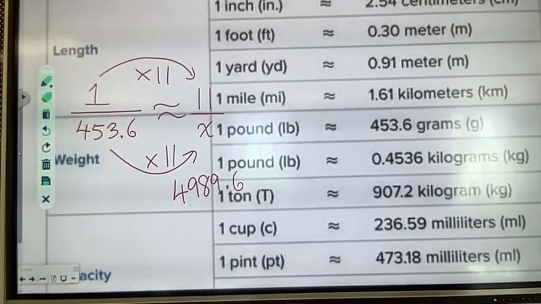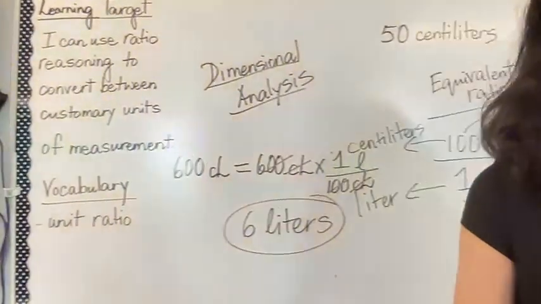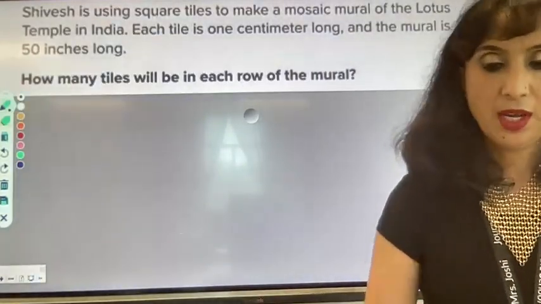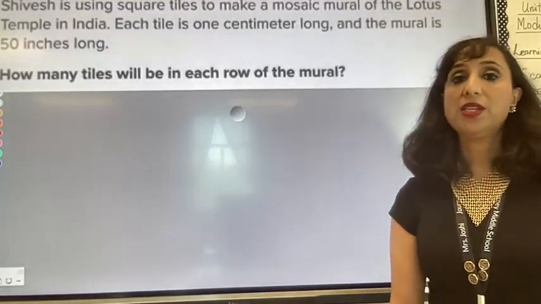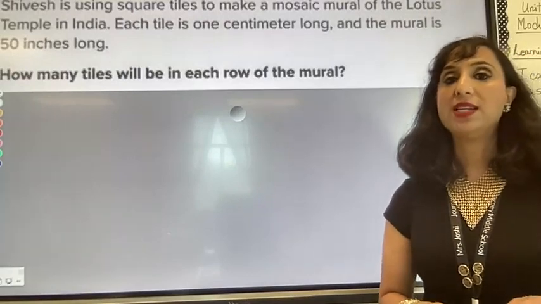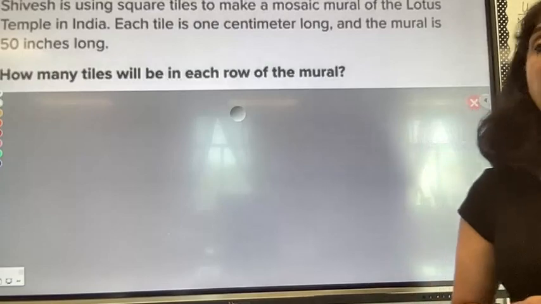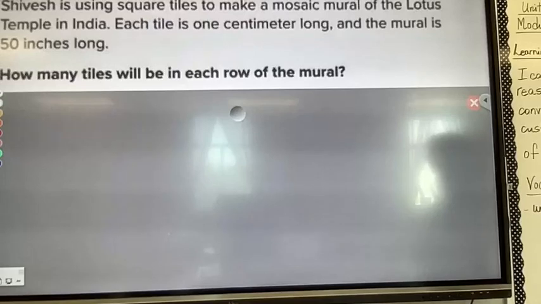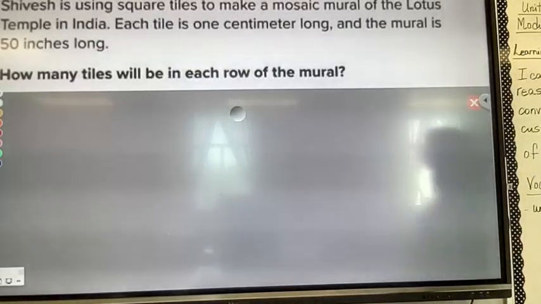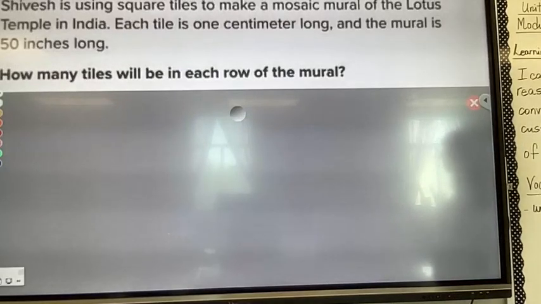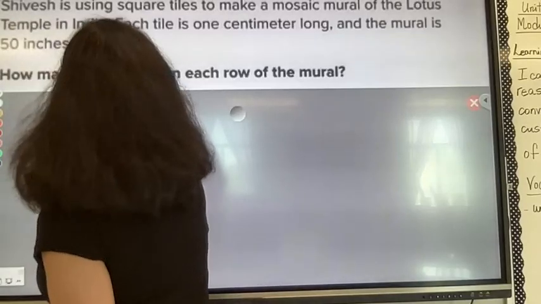All right, now let's do one where we are converting between systems. Look at this one. Again, we are converting between customary and metric. Shivesh is using square tiles to make a mosaic mural of the Lotus Temple in India. Each tile is 1 centimeter long and the mural is 50 inches long. How many tiles will be in each row of the mural? We're going to use equivalent ratios, and then I'm also going to show you dimensional analysis. If I look at this, the unit ratio of centimeters to inches is approximately 2.54.